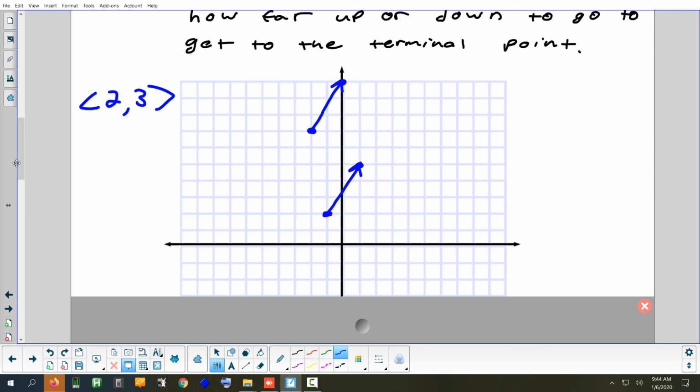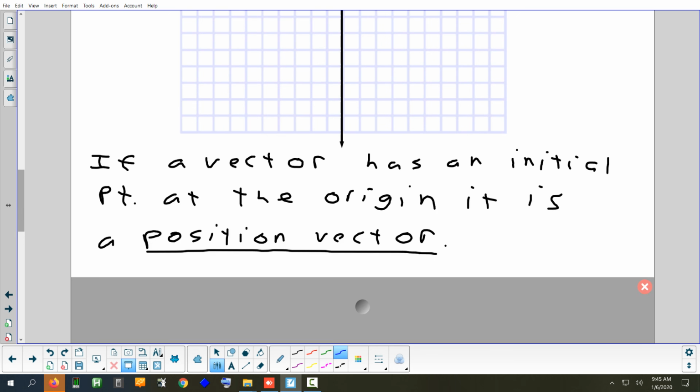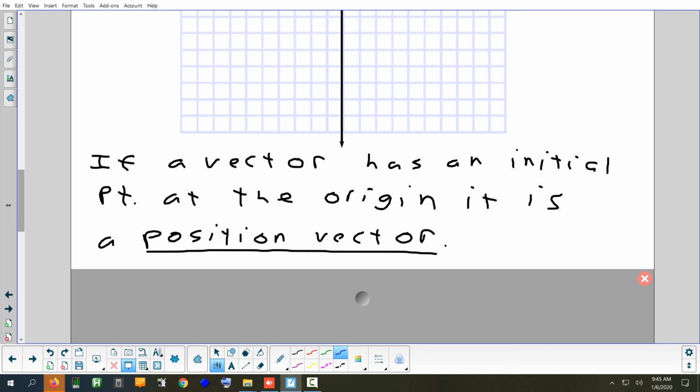But does anybody have a guess what point is the most common point to start from? Yeah. The origin. Okay, there's nothing wrong with those other ones. But usually we start from the origin. And if the vector has its initial point at the origin, that is called a position vector.